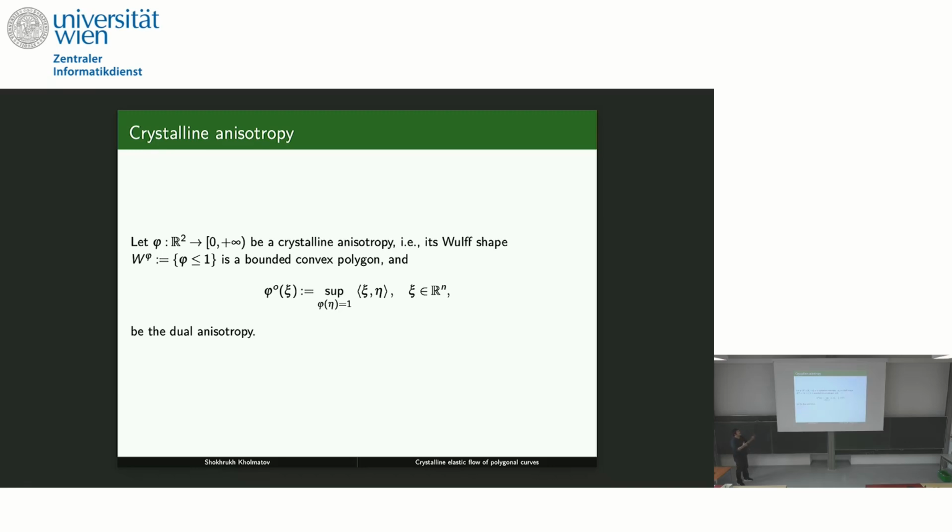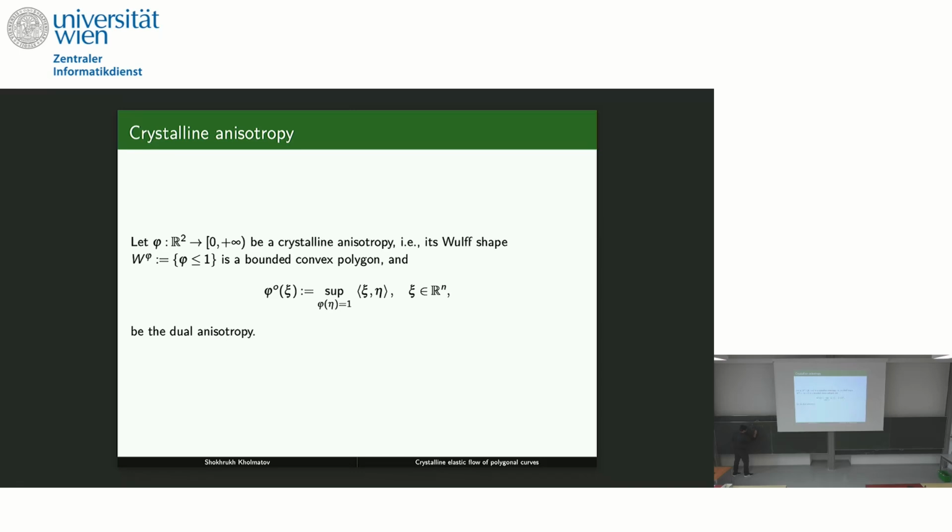So what is anisotropy? As we know, this is a positively one-homogeneous convex function, and I'm not assuming evenness. I denote by W_phi the Wulff shape of phi. In yesterday's talks we have seen that the Wulff shape is defined with respect to the dual norm, the dual anisotropy. I'm taking the unit ball as the Wulff shape because my perimeter, let's say anisotropic length, will be defined with respect to phi dot.